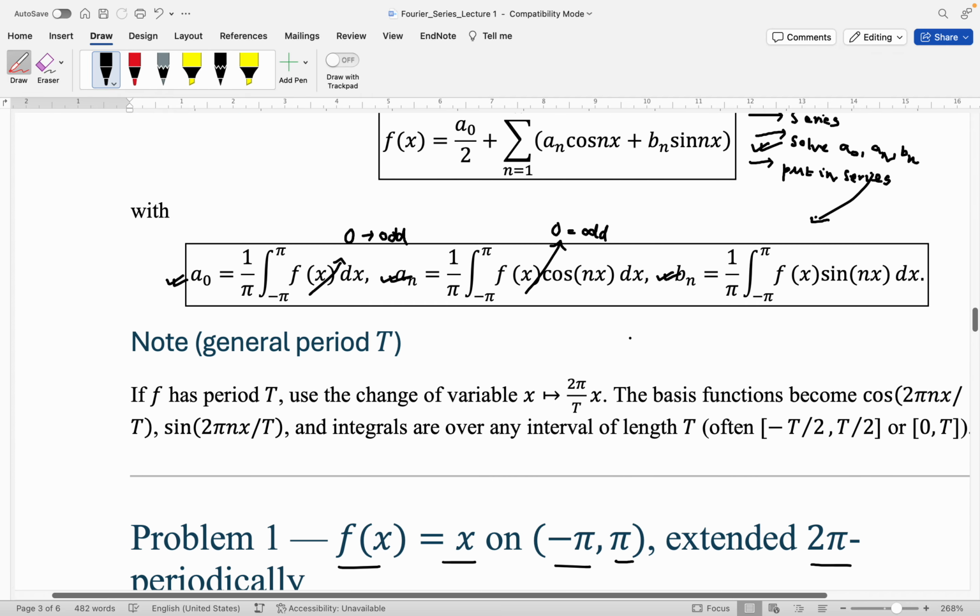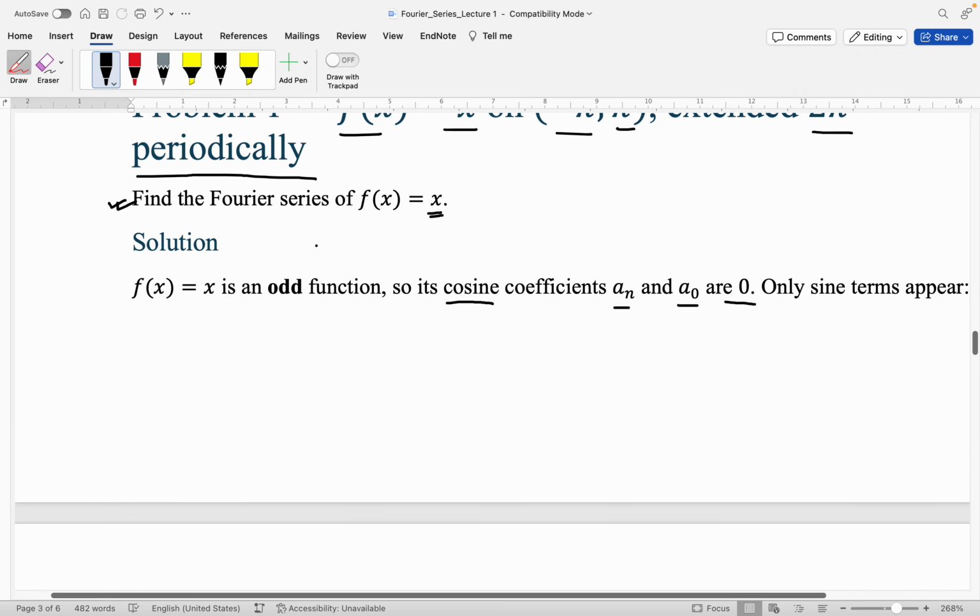But if more marks are given, then you have to just show the steps. Like for example, if I want to find out a naught, I know this is 1 by pi integration minus pi to plus pi f(x) dx. So that is my general relation. I know the function and I put the value. So I'll put 1 by pi integration minus pi to pi f(x). Now what is f(x)? Our function is x here, into dx.